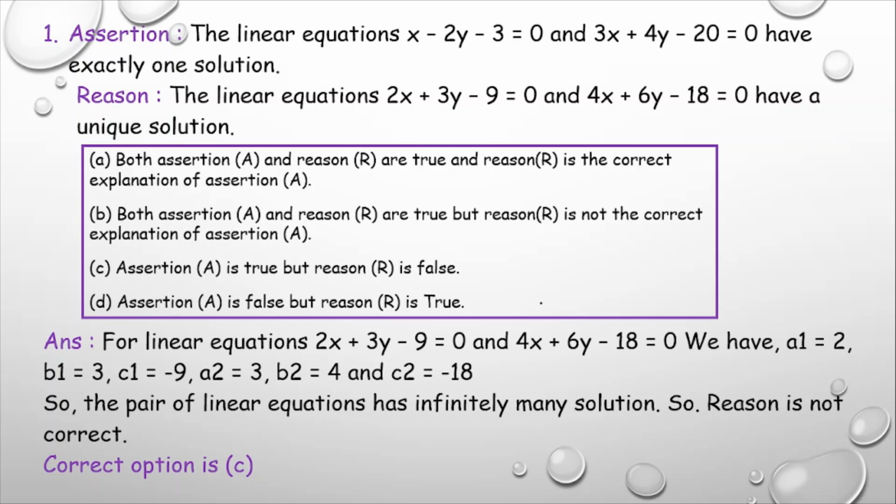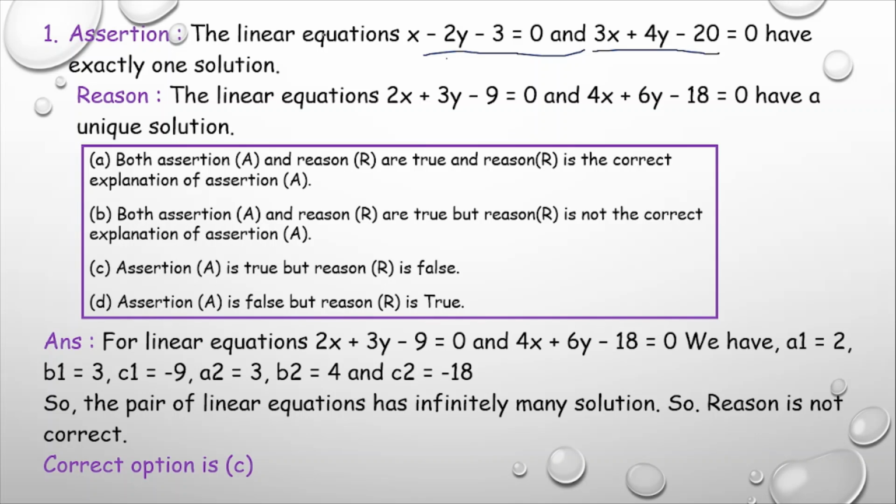Now we'll see the practice questions. Question number 1. Assertion. The linear equations x minus 2y minus 3 and 3x plus 4y minus 20 have exactly one solution.